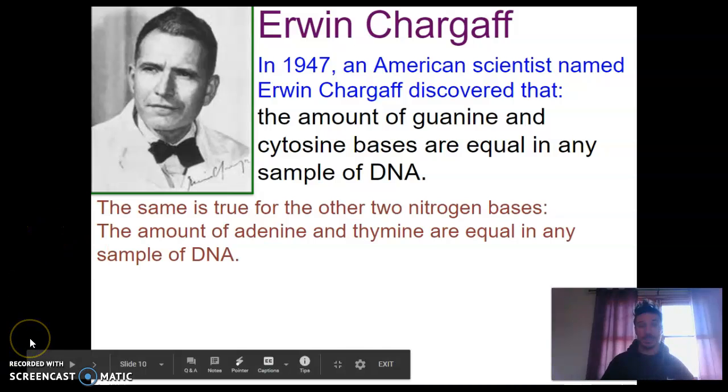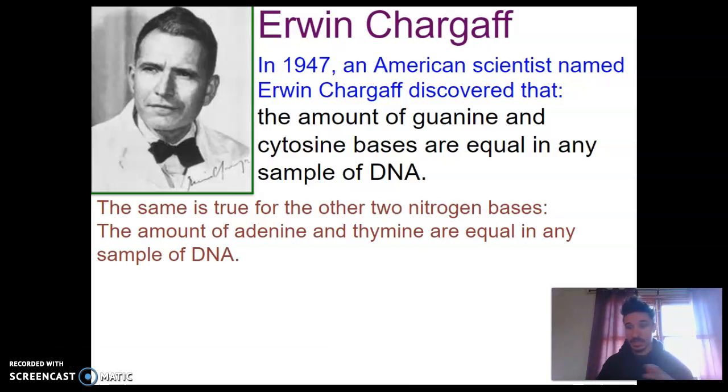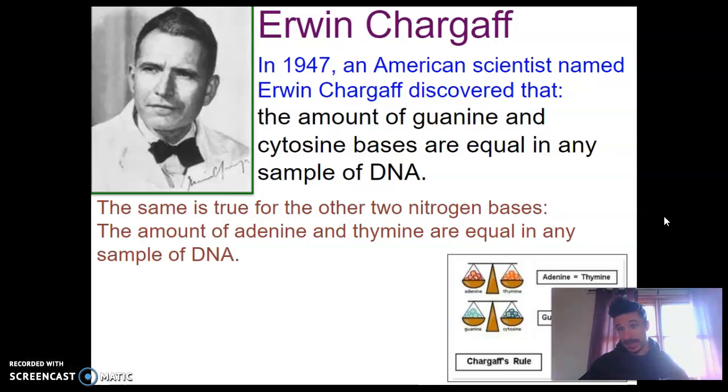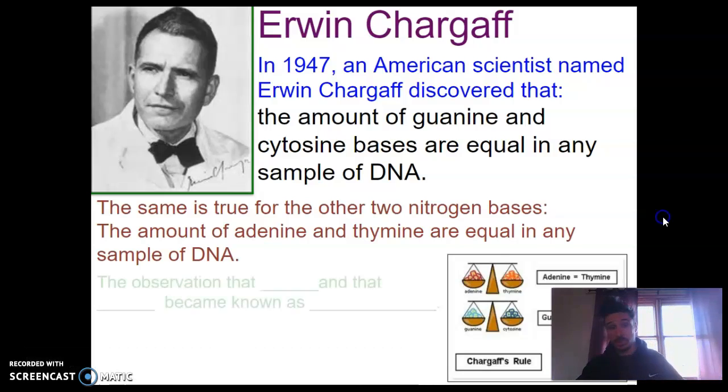So he discovered that adenine and thymine were always in equal proportions in DNA, and then he discovered cytosine and guanine were always in equal proportions in DNA. And this would become known as Chargaff's rule, that A always equals T and C always equals G.